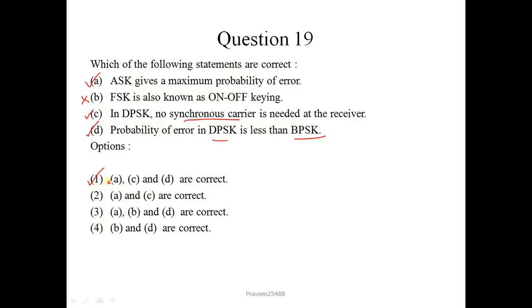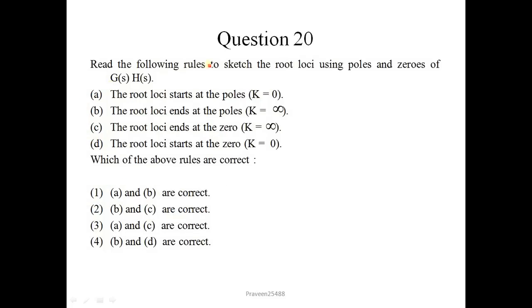Read the following rules to sketch the root locus using poles and zeros of GH. So here I will show you, when you plot the root locus, it starts at the poles and ends at the zeros. So from the options, it starts from the poles and ends at the zeros. So A and C are correct. The correct option is 3.